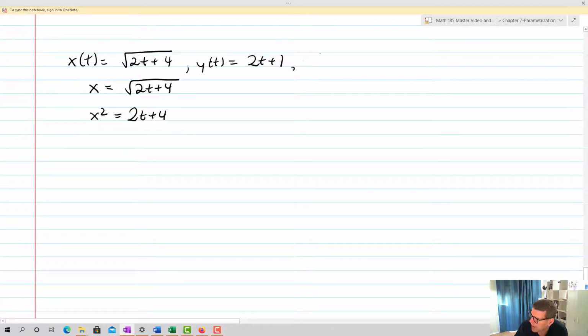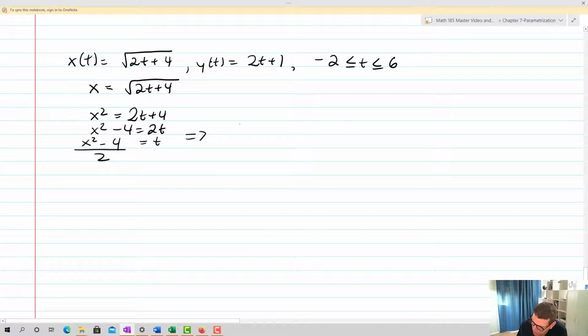By the way, I should add in that we're going to go from -2 less than or equal to t, less than or equal to 6. Okay. So x squared will be 2t plus 4. Then we'll get x squared minus 4 equals 2t. And so t is going to equal x squared minus 4 over 2.